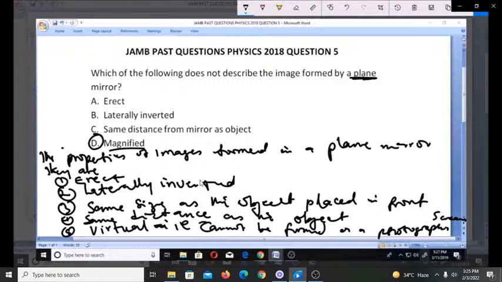So D is the right answer to this, because these are actually the properties of images formed by a plane mirror. They are erect, they are laterally inverted, they are same size as the object and same distance as the object. And they are virtual. So those are the properties. And from that, the option that is not there is magnified, D.